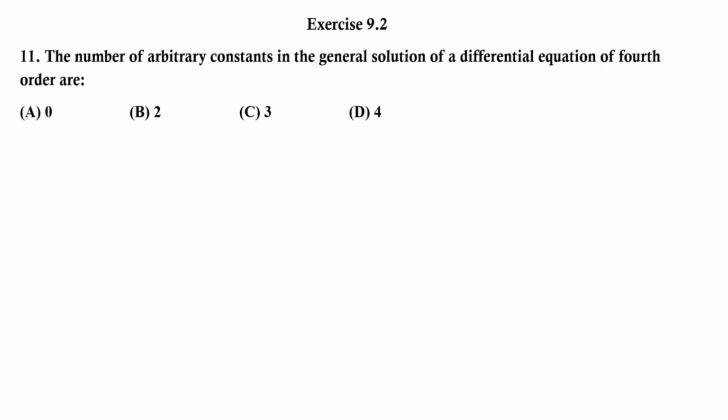The next question is the number of arbitrary constants in the general solution of a differential equation of fourth order are. And the differential equation is of the fourth order. It means there will be 4 arbitrary constants, or there will be 4 parameters in the general solution. So the answer is 4.